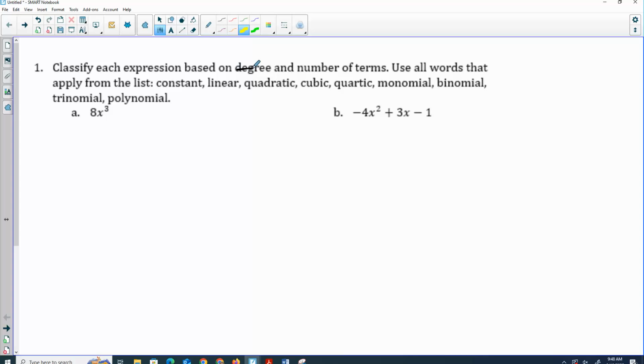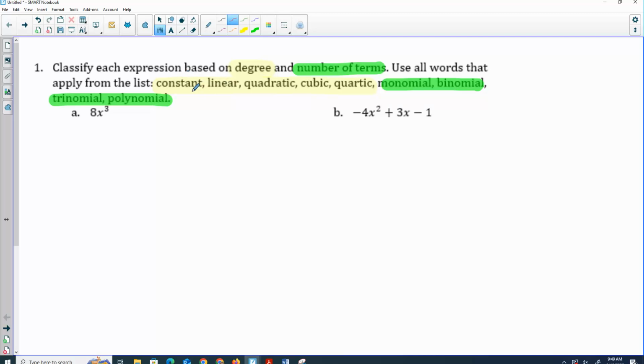by both. I will give you the answer choices, so you just have to know what they mean. So degree is based on your highest power, and your options are constant, linear, quadratic, cubic, and quartic. Number of terms, your options are monomial, binomial, trinomial, polynomial. All right, make sure we know what those mean.